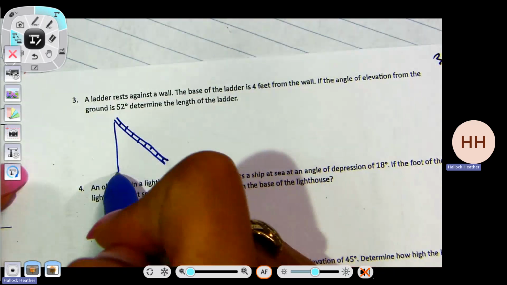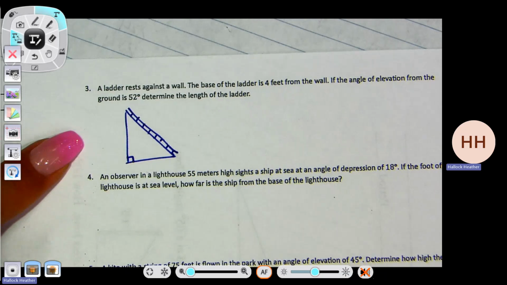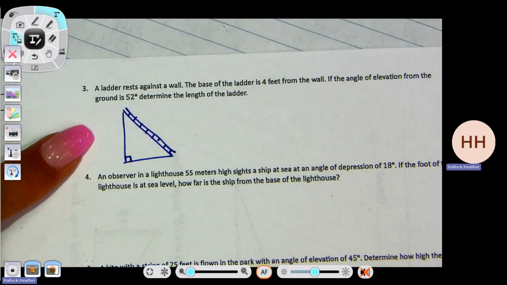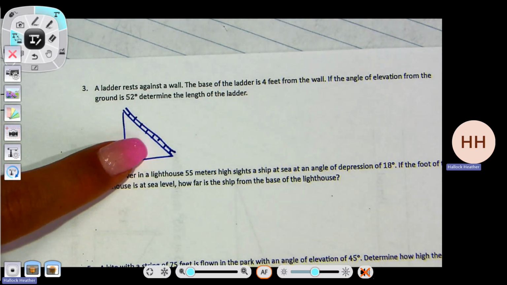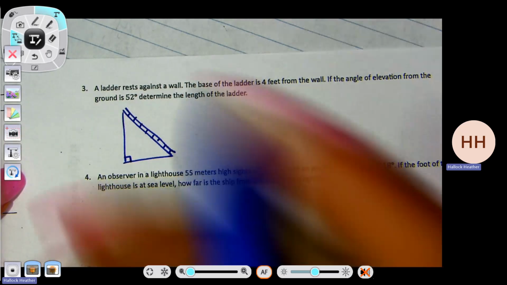Right, so there's your picture. There's my wall. My ladder is leaning against the wall. The ladder rests against the wall. The base of the ladder is 4 feet from the wall. So where's 4 going? On the bottom, the base.